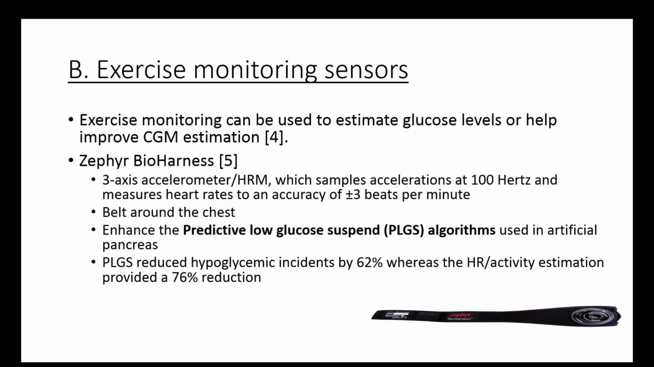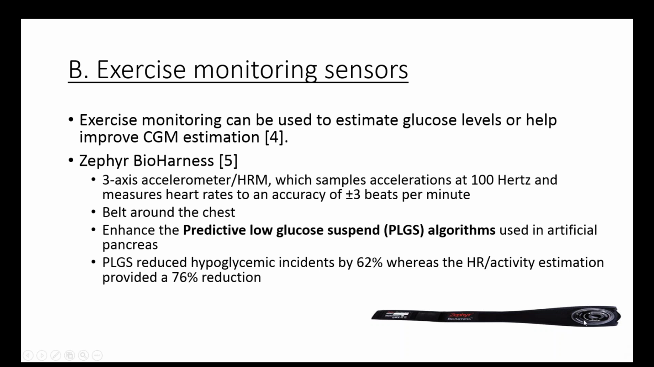We need to monitor the exercise level for many reasons, and one reason is that actually it will help you improve glucose level estimation. So they need the continuous glucose monitoring. They need some sensor that gives you the level of activity. Otherwise, they will undershoot.